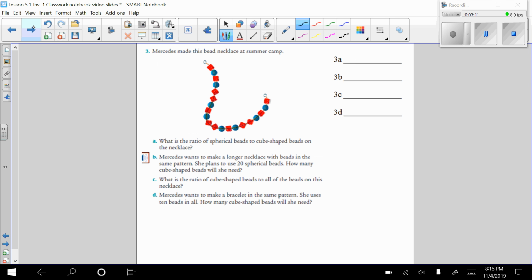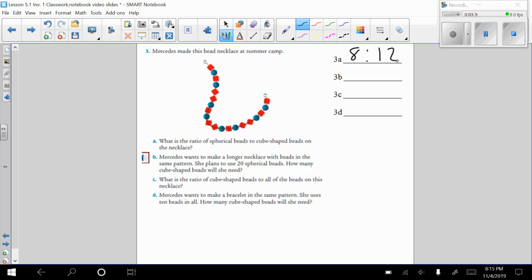Now let's look at the bead necklace. A asks, what is the ratio of spherical beads to cube-shaped beads? That means basically the circles to the squares. Again, count up how many of each you have. Well, we have 8 circles and we have 12 squares. So the ratio is 8 to 12.